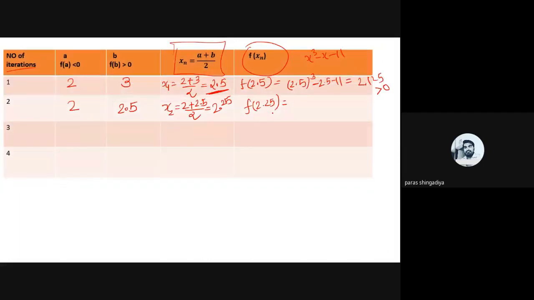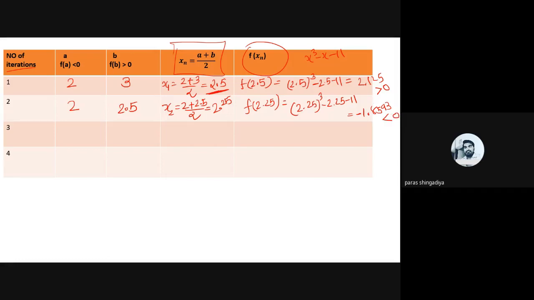And now check f of 2.5. So what is the answer of f of 2.5? That is 2.5 cube minus 2.5 minus 11. Just check it and you can see we get the answer minus 1.8593. So it is a negative answer. We get f of 2.5 as a negative output. Clear?